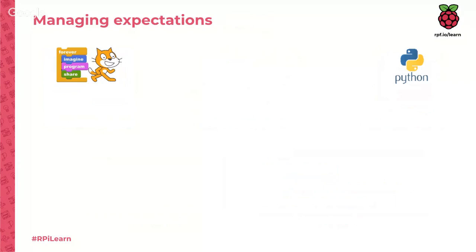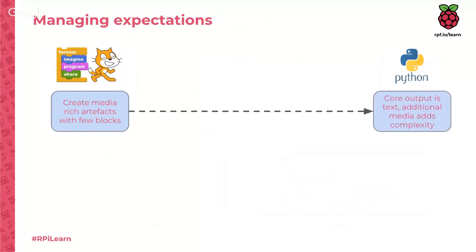Scratch and other tools like it is really good at giving students rich media artifacts from very few blocks. Conversely, with Python, the core output is text. And if you want to add additional media, it adds complexity. Quite often you have to understand how objects or methods or functions work just to get pictures or sounds displayed or interacted with. So that's a challenge.